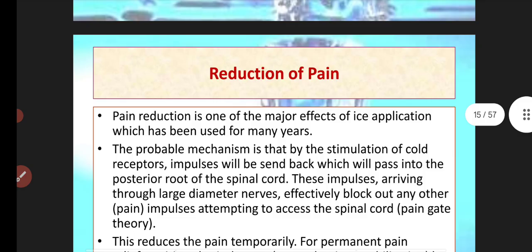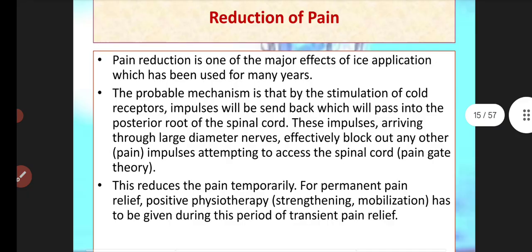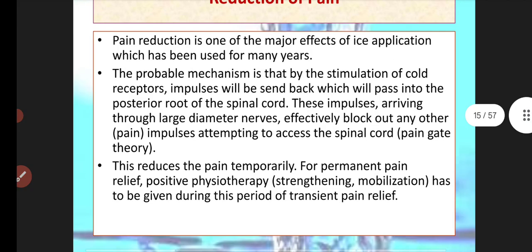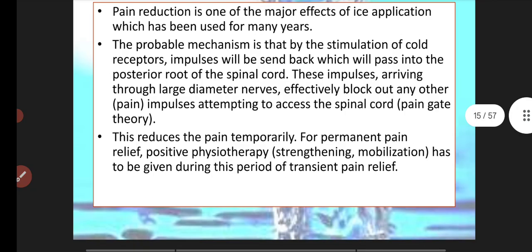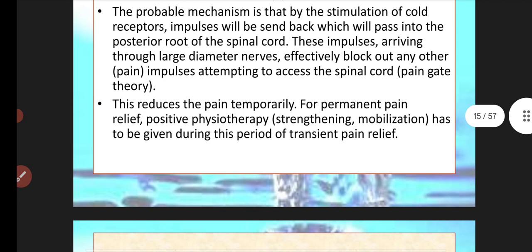Number 1 is the reduction of pain. Pain reduction is one of the major effects of ice application, which has been used for many years. The probable mechanism is that by the stimulation of cold receptors, impulses are sent back and pass into the posterior root of the spinal cord. These impulses arriving through large diameter nerves effectively block out any other impulses attempting to access the spinal cord. This reduces the pain temporarily. For permanent pain relief, positive physiotherapy such as strengthening and mobilization has to be given during this period.